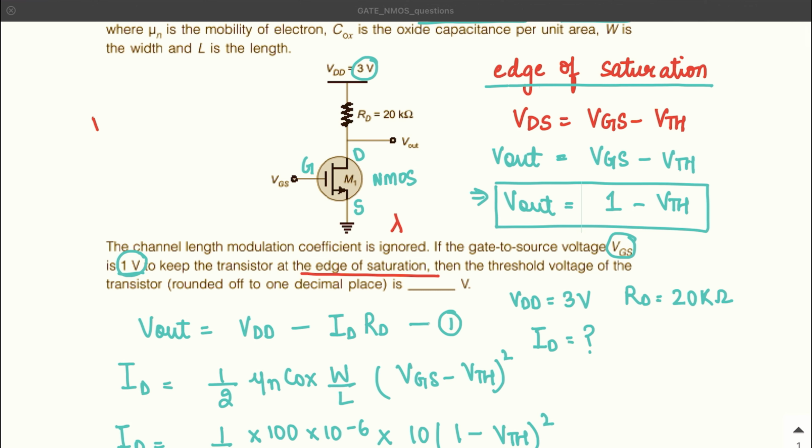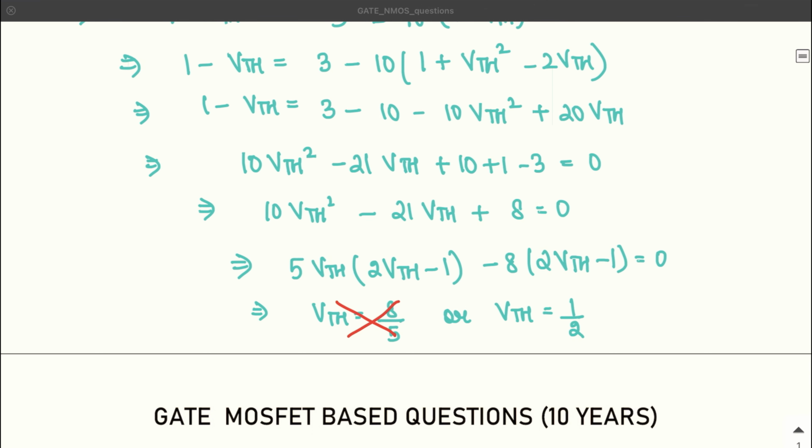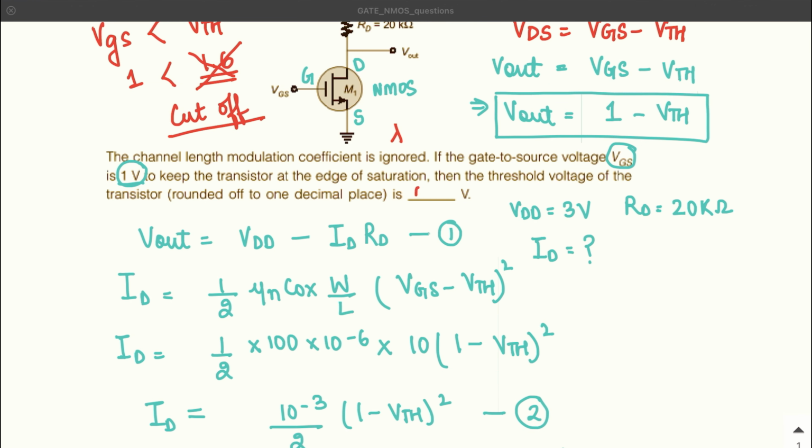The problem will be that VGS will become less than VTH. If I take that the VTH value is 1.6, that is 8 by 5, then 1 volt would be less and the transistor would actually go in the cutoff mode. So this 1.6 is not possible. Hence, we need to consider the next possible value of VTH, which is equal to 0.5 volt. So the answer to this question is 0.5 volt.